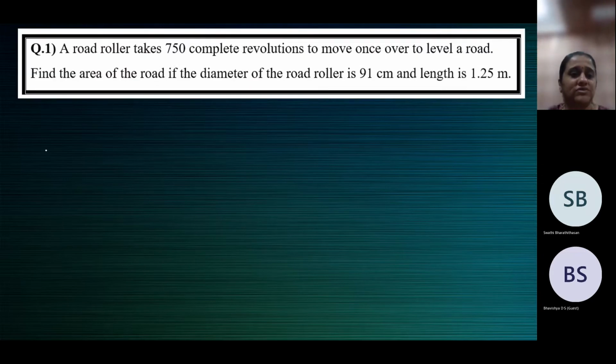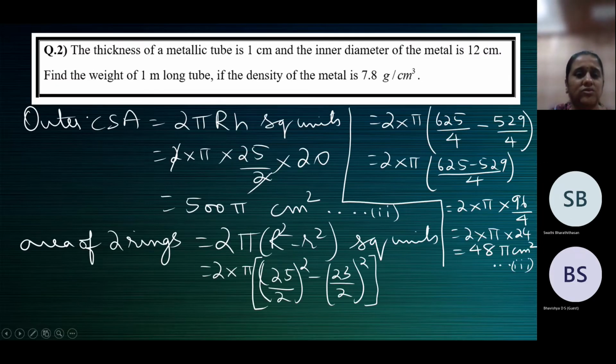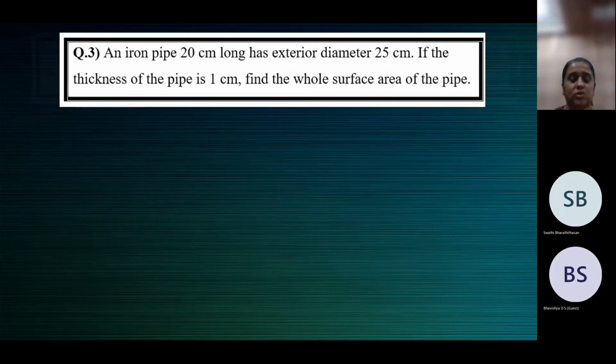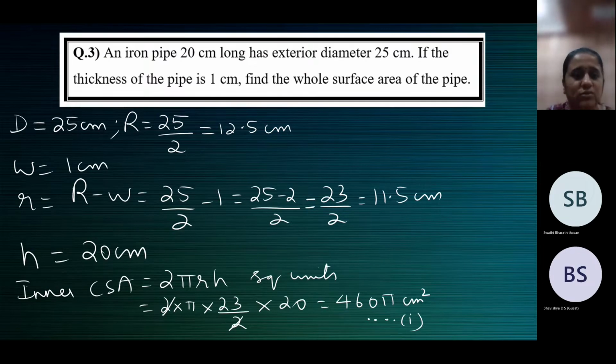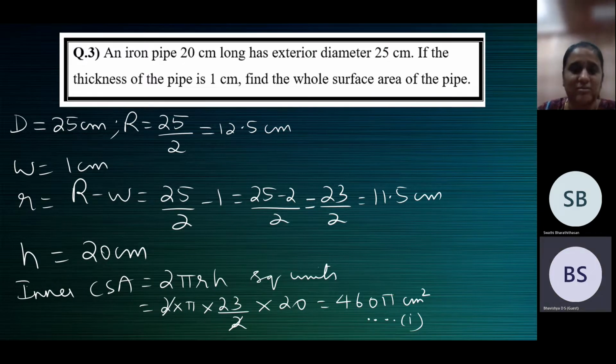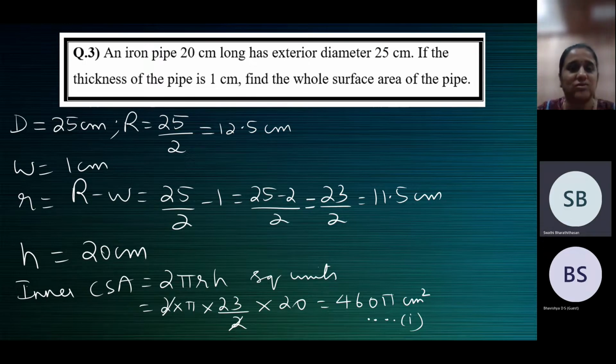Yeah. So now TSA, total surface area of the metallic tube, right? Is it called the metallic tube? Oh, iron pipe. Sorry, it's the iron pipe. I'm confused with the question. I'm wondering which question are we doing? This one, right? Question number 4.